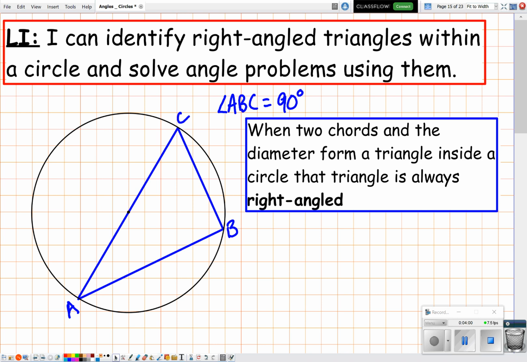So, here's a wee note for you to copy down. When two chords and the diameter form a triangle inside a circle, that triangle is always right angled.